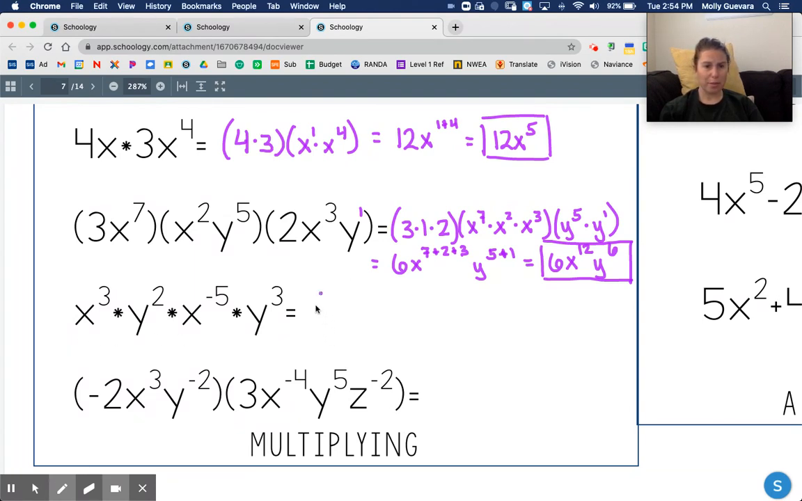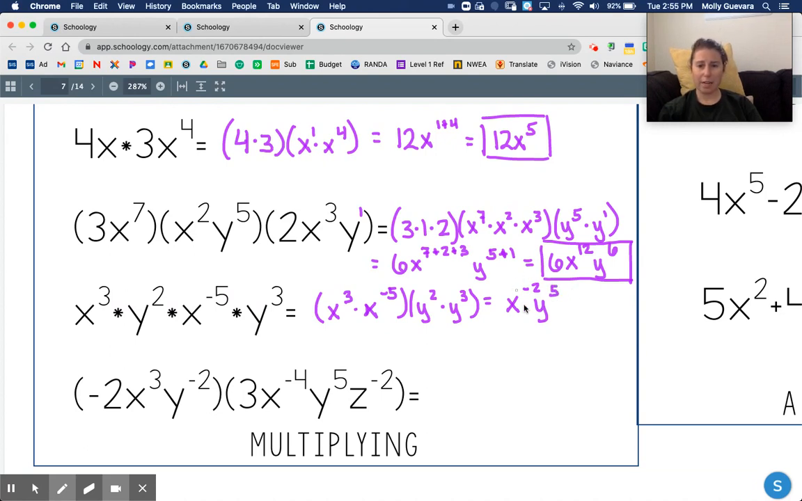Okay, for my third one, I have x to the third times x to the negative fifth, and then y squared times y to the third. So this is x to the negative 2, and then y to the fifth. So hopefully that makes sense.